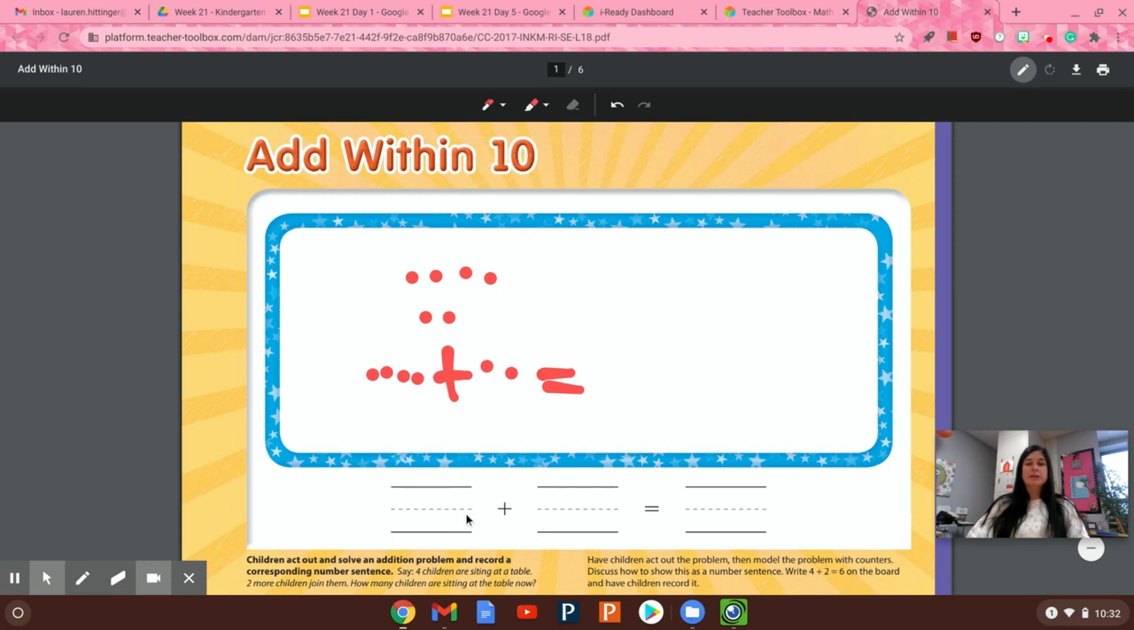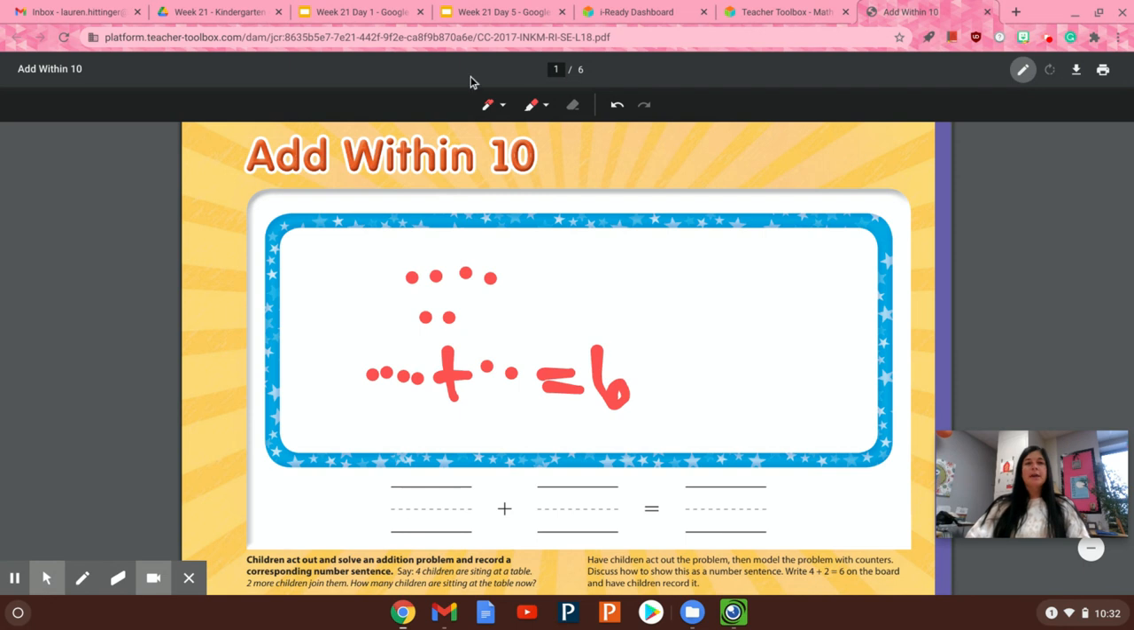There's not a right or wrong answer, but I do have 4 children plus 2 more children, and they want to know how many I have altogether. I need to count my counters. You need to use your fingers. You can do it in your head, whatever you feel comfortable with. 1, 2, 3, 4, 5, 6. So I have 6 children now all together because 4 plus 2 equals 6.